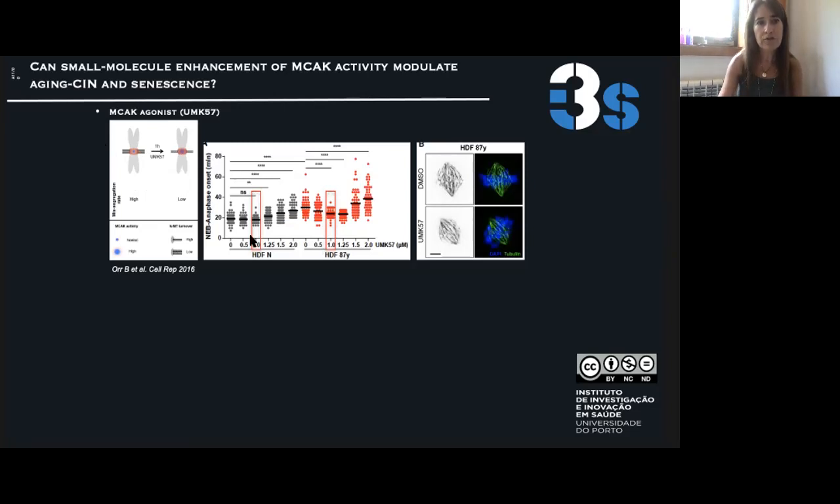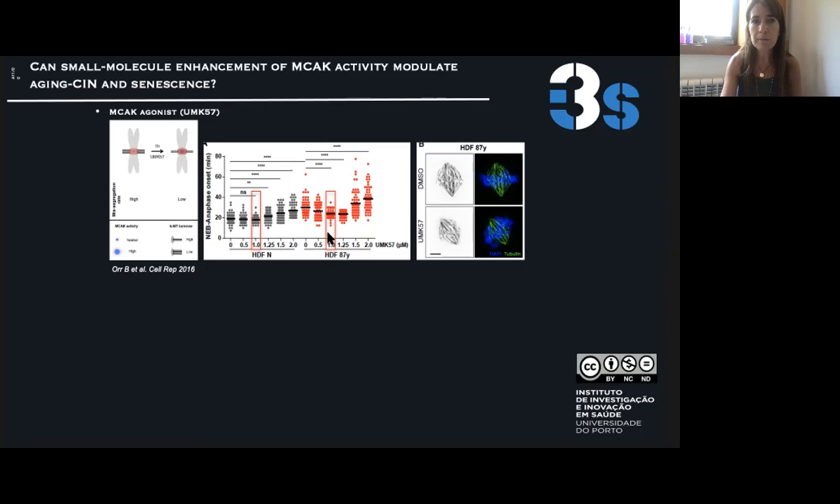We measured the optimal concentration of UMK57 to be used in the elderly cells by measuring the mitotic duration. And you can see here that at 1 micromolar concentration, there is a rescue of the mitotic delay. And importantly, the duration of mitosis in neonatal fibroblasts is not affected by this drug concentration.